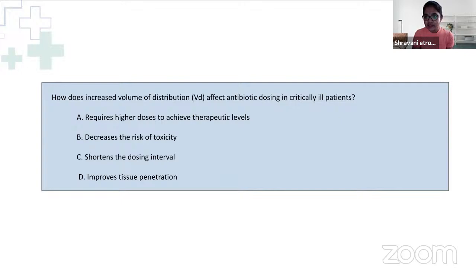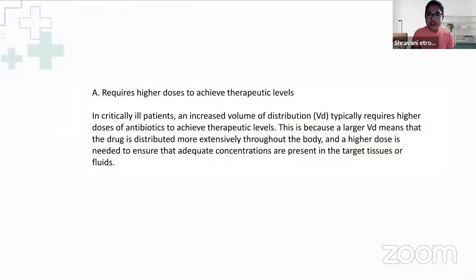Here in case of hydrophilic drugs, there is increased volume of distribution. There is a larger area for the drugs to get distributed. So if the volume of distribution of these hydrophilic drugs is increased, the peak plasma concentration of these drugs is decreased, which will lead to therapeutic failure. That is the reason it requires higher doses to achieve therapeutic levels.